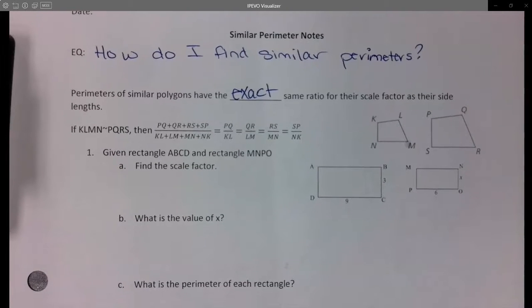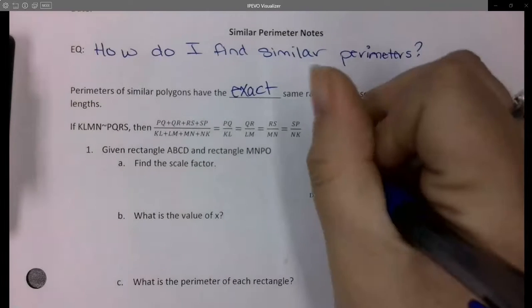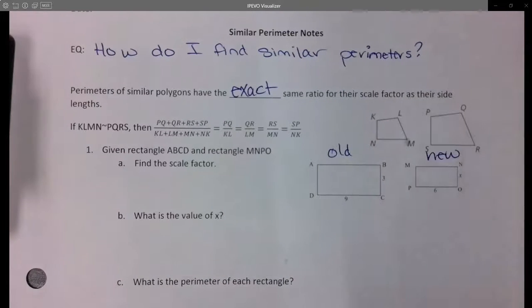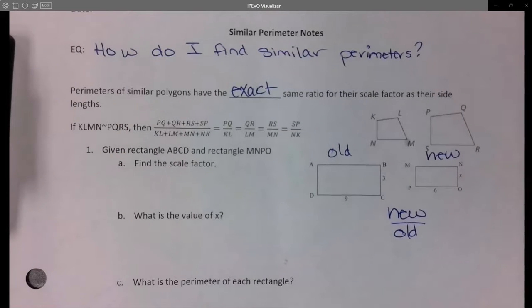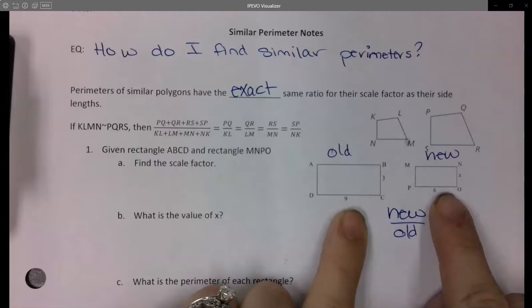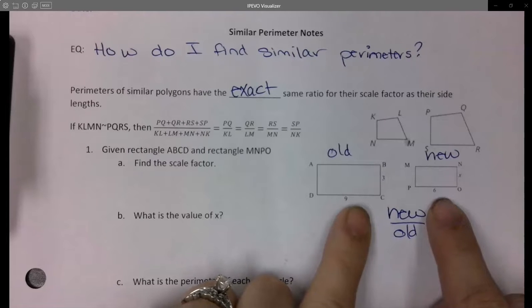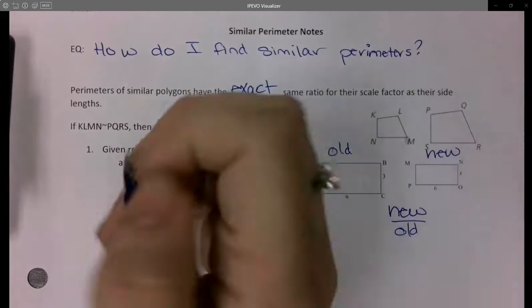So on number 1, it gives me the two rectangles. I have ABCD and MNPO. So this is my old shape, and this is my new shape. Remember, for scale factor, we always do new over old. So it wants me to find my scale factor. If I take a look, the only two similar sides I have are PO and DC. So I'm going to have, this is my new shape, so that's going to go on top. And then the side length from my old shape is going to go on the bottom.